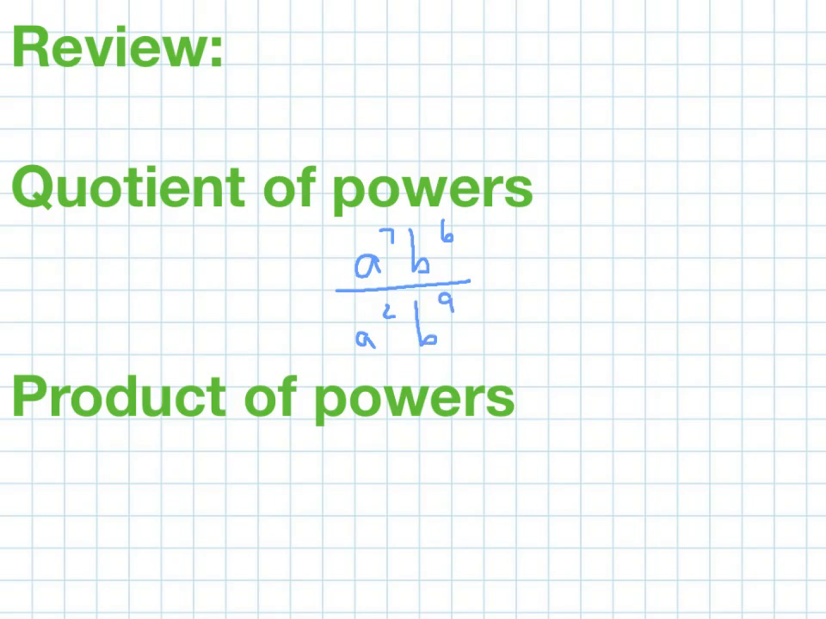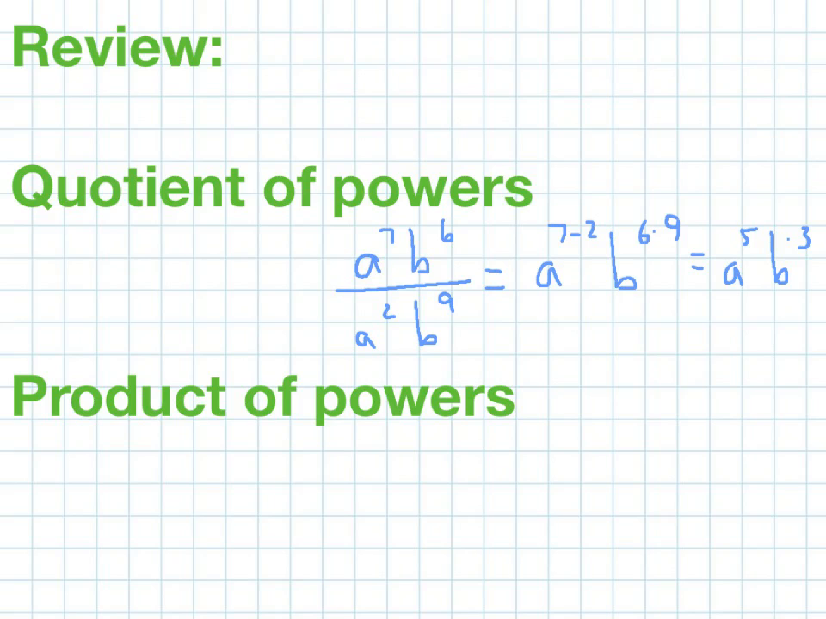We talked about expanding, but we also talked about a simpler way of using subtraction. So a to the 7 minus 2, b to the 6 minus 9. So now we would end up with a to the 5th, b to the negative 3. And again, we'll take care of those negatives in another lesson.